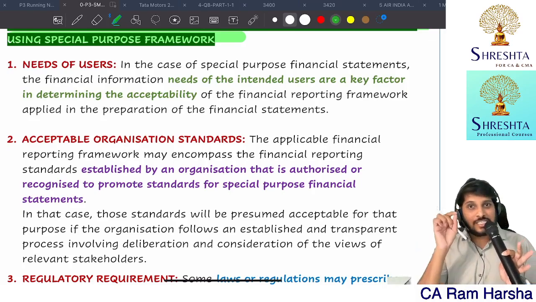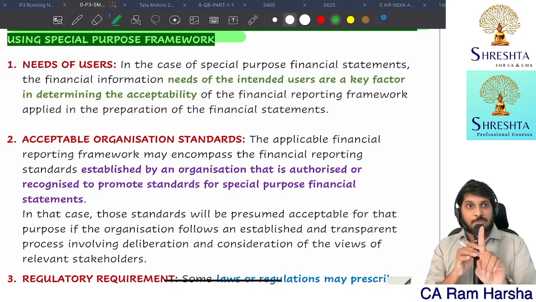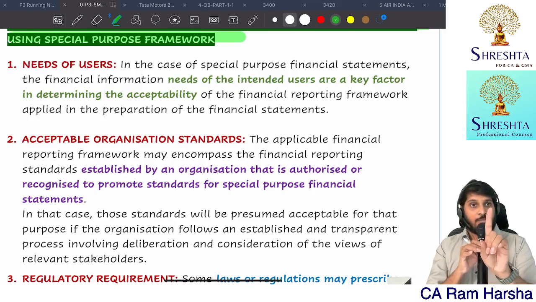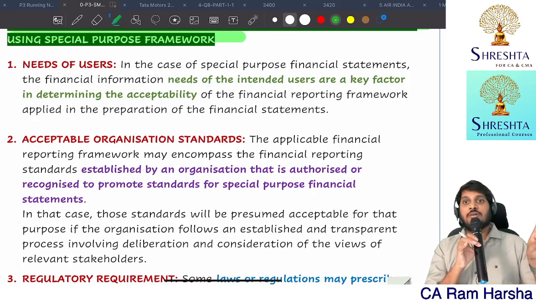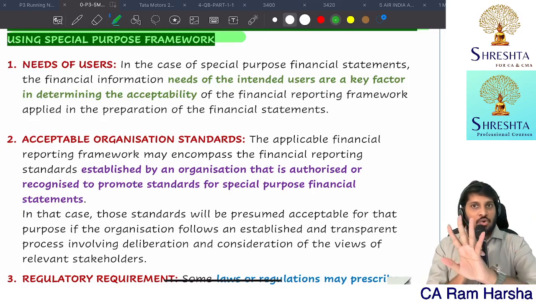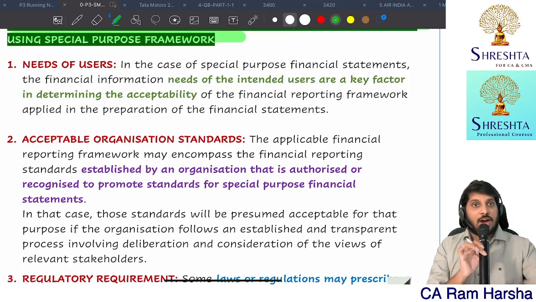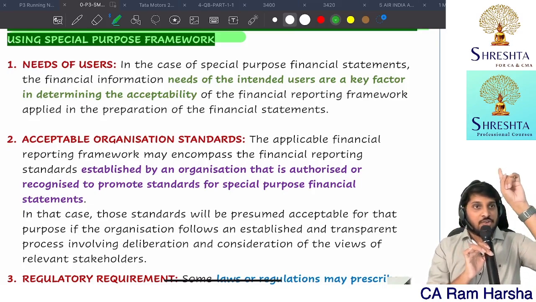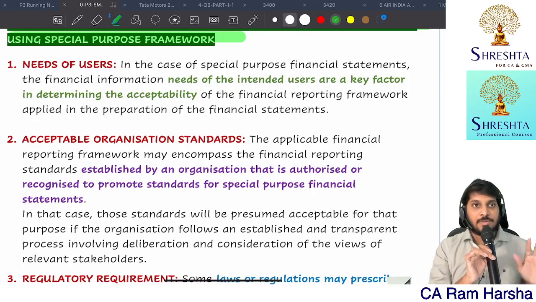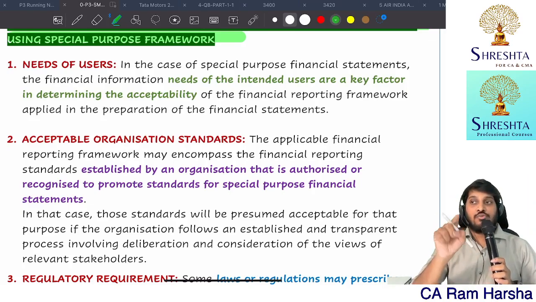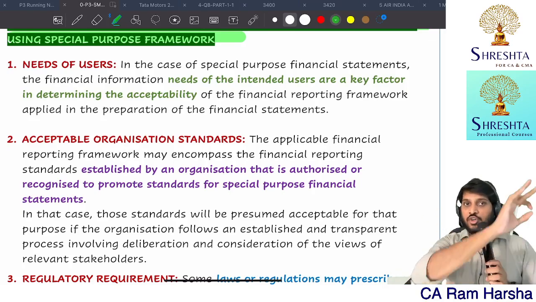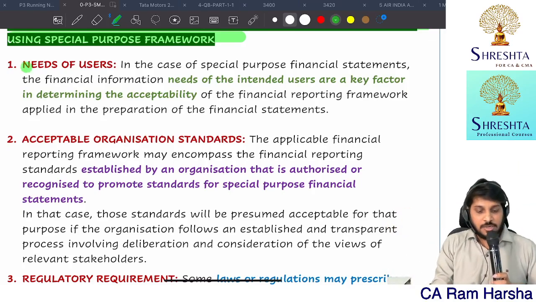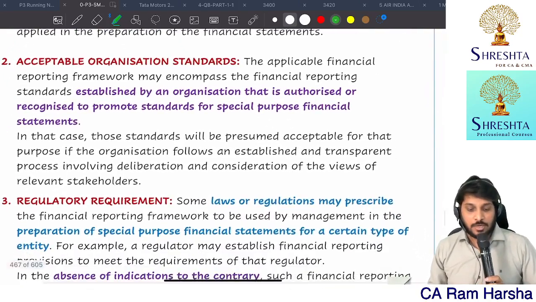Okay. So understand, always when you are preparing special purpose financials, the ultimate important point is who is the end user and what is his requirement. That you should see. Who is appointing you is not important. What is the appointing authority's requirement is not important. Need of the user is ultimately important for special purpose. If you think needs of the user cannot be fulfilled, don't accept that. The first and foremost thing is needs of the user.